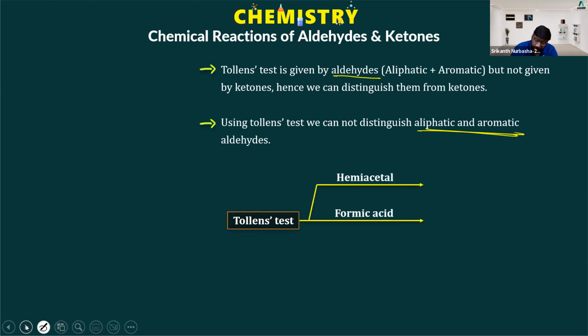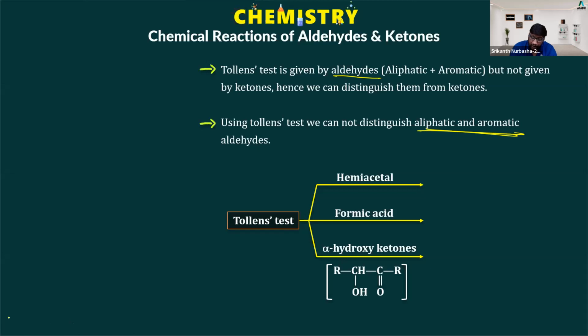Tollens' test will be given by hemiacetal, formic acid, and alpha hydroxyketones. Hemiacetal will give positive, formic acid will give positive, alpha hydroxyketones will give positive. And I'll mention the condition with respect to alpha hydroxyketones: not every alpha hydroxyketone, only a few. We'll mention that. But acetal, if you go with acetal, in the hemiacetal we have what, students?